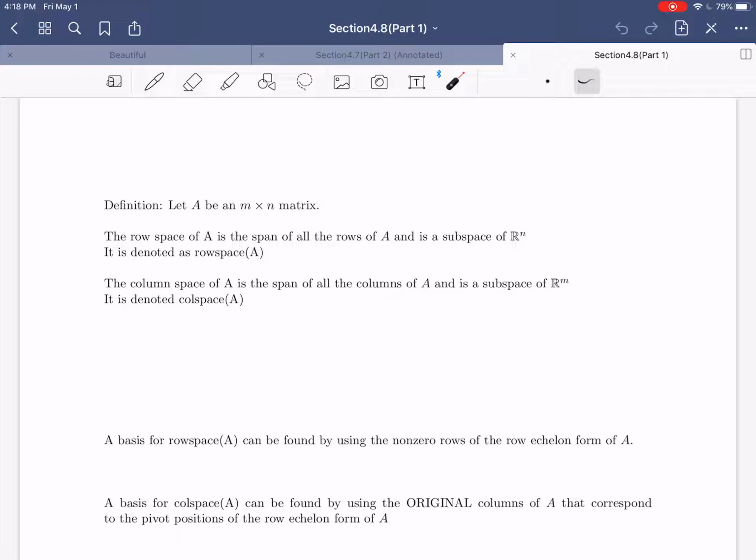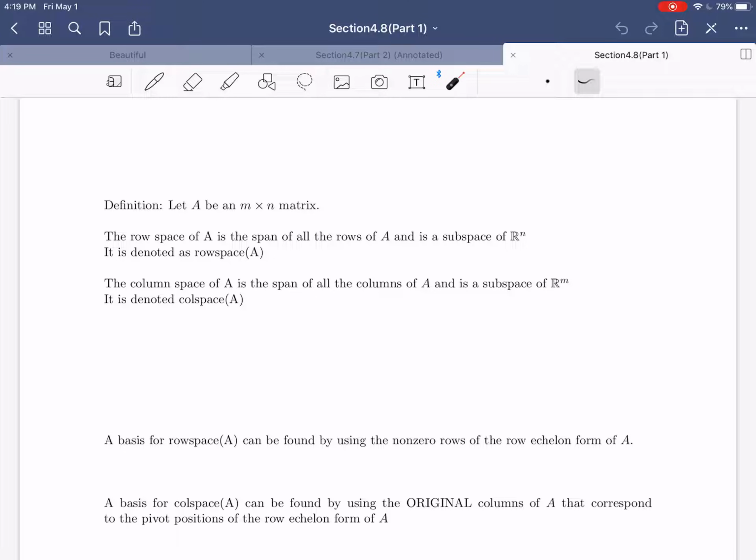In today's video, we're going to be working on section 4.8 from your textbook, which introduces you guys to a couple of interesting vector spaces that can be generated by looking at the rows and columns of a matrix. So in this video, we're going to look at a couple definitions, make a couple comments, and then look at a few examples trying to illustrate these ideas.